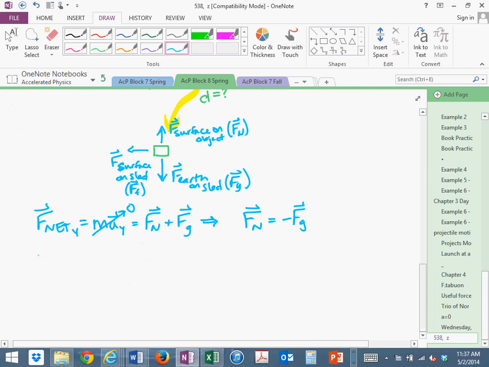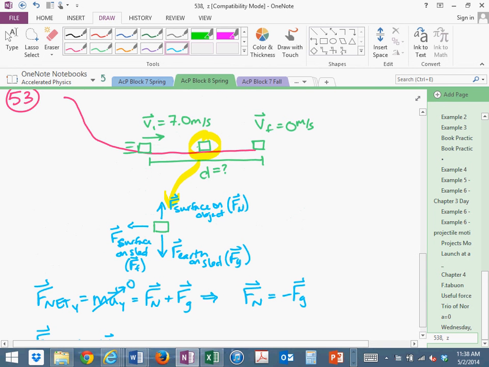And we can say that F net in the x direction is equal to max. Do I know what the acceleration in the x direction is? I don't. That's what I'm trying to find to do that other stuff. But I can find it because what forces are acting in the x direction? Friction. Anything else? No.